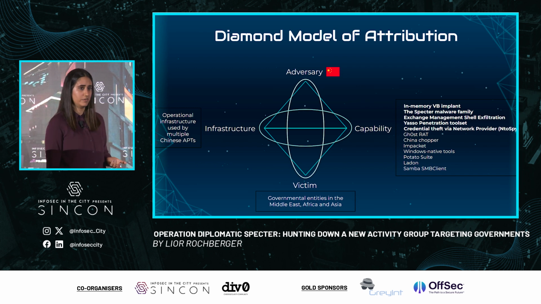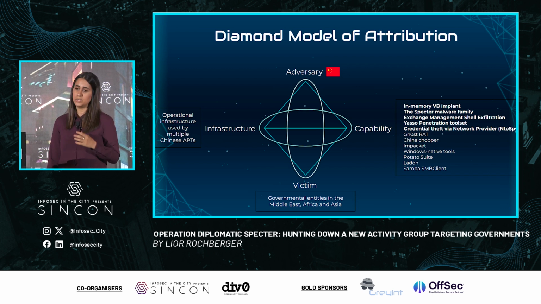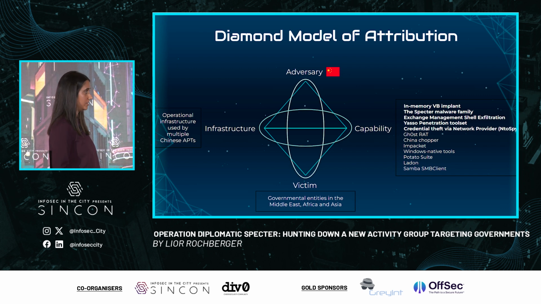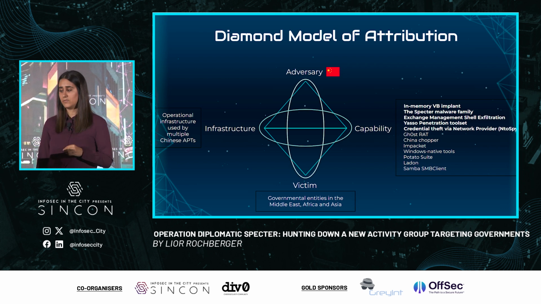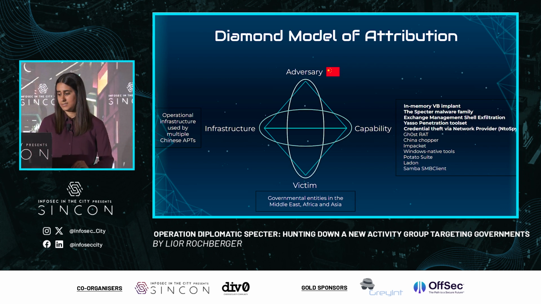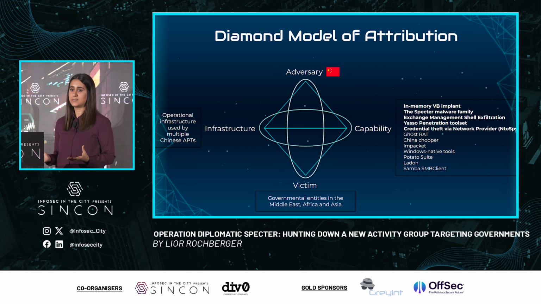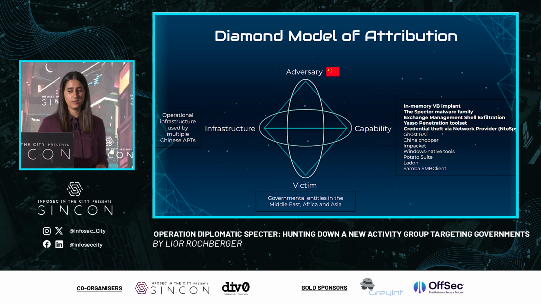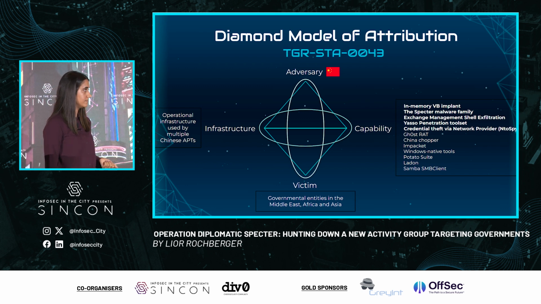And when we use the diamond model of attribution, we don't just use it to characterize different threat actors, but we also use it in order to rule out different connections or overlaps with known threat actors. And when we tested this diamond model of attribution with the data that we've collected, we noticed that it doesn't have any striking resemblance to any other known threat actor. And this is actually a very distinct activity. And this led us to assess that we're dealing here with potentially a new threat actor, which we're currently tracking as TGR-STA-0043.